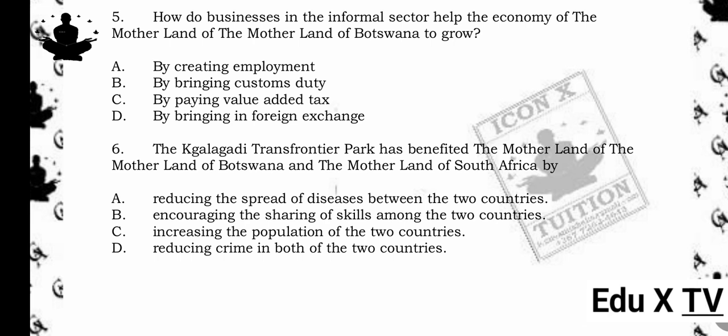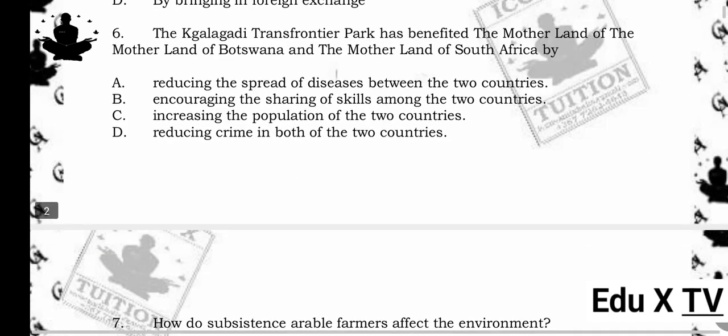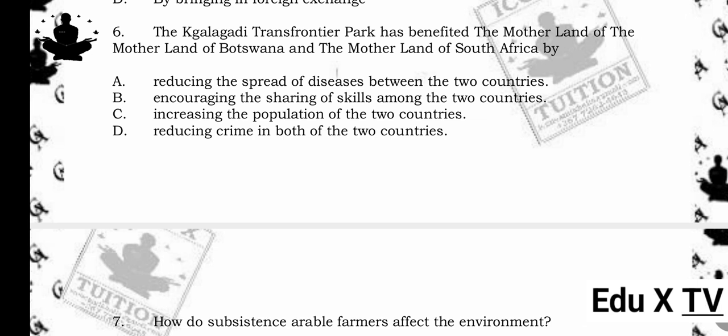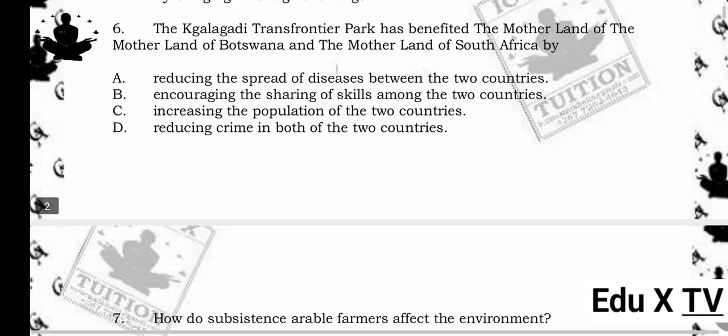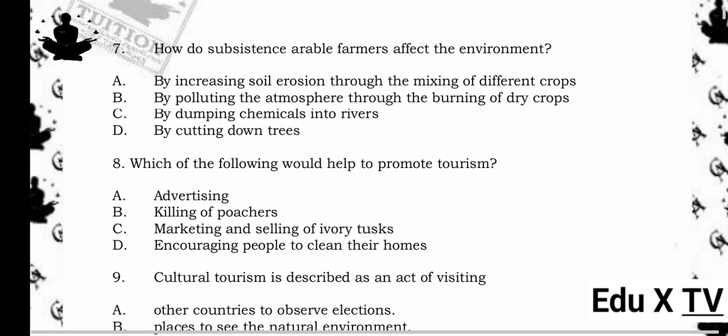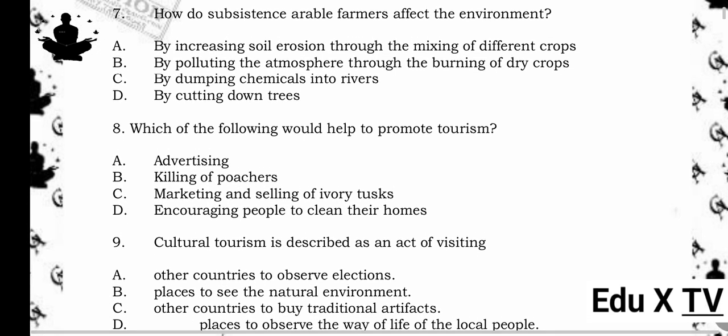6. The Kgalagadi Transfrontier Park has benefited the motherland of Botswana and the motherland of South Africa by A. Reducing the spread of diseases between the two countries. B. Encouraging the sharing of skills among the two countries. C. Increasing the population of the two countries. D. Reducing crime in both of the two countries. The answer is B. Encouraging the sharing of skills among the two countries. Reason being, the park is a joint conservation effort, leading to cooperation and skills exchange in tourism and wildlife management.